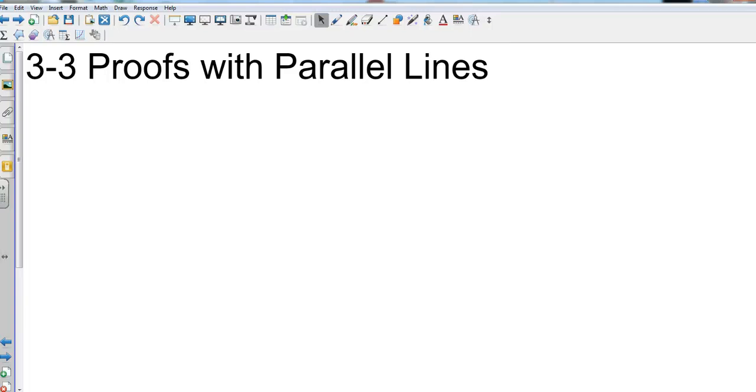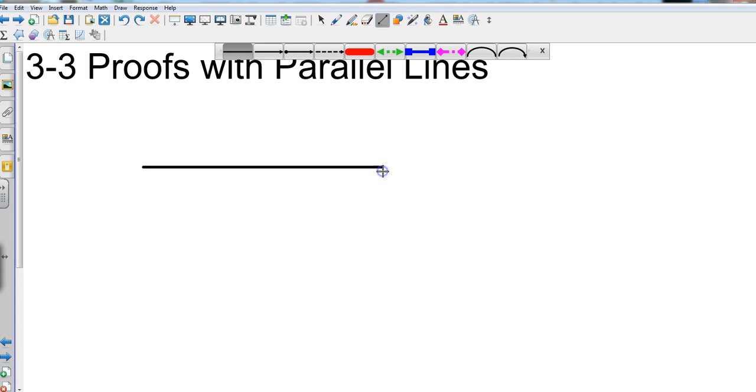Geometry, Chapter 3, Section 3, Proofs with Parallel Lines. So in our previous section, we talked about having parallel lines cut by a transversal.